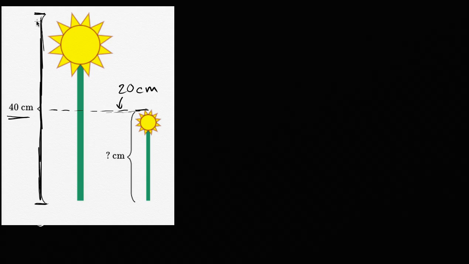Another way to think about it, if this whole thing is 40 centimeters, and this is half, which would be 20, then this would be 10 centimeters. Let me write this. This would be 10 centimeters. This would be 20 centimeters. Then this would be 30 centimeters. And then this would be 40 centimeters. So we already saw that the sunflower is 40 centimeters tall. And then this one would be half of that. It would be 20 centimeters tall.